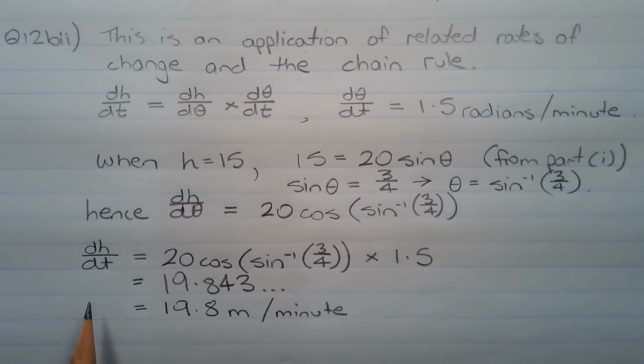Now dh/dt is equal to dh/dθ, so that's 20 times cos of inverse sine of 3/4, now that we have a value for θ, multiplied by dθ/dt, which is 1.5, and that equals 19.843 and so on, which rounds to 19.8 meters per minute, correct to one decimal place.